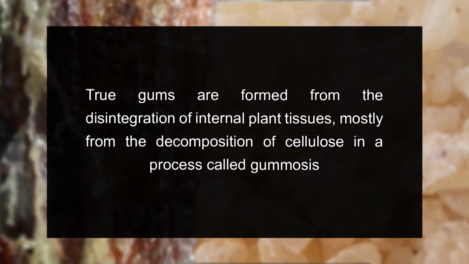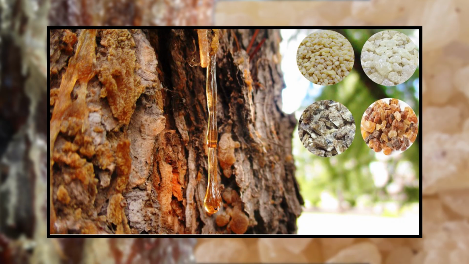True gums are formed from the disintegration of internal plant tissues, mostly from the decomposition of cellulose in a process called gummosis. Gums contain high amounts of sugar and are closely allied to the pectins. They are colloidal and soluble in water, either dissolving entirely or swelling, but they are insoluble in alcohol and ether. They exude naturally from the stems or in response to wounding of the plant.